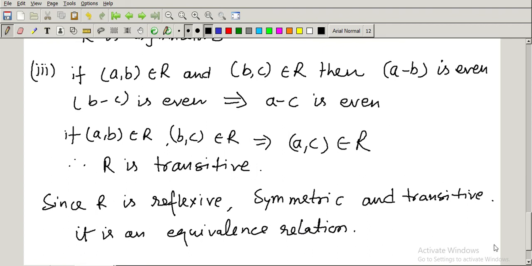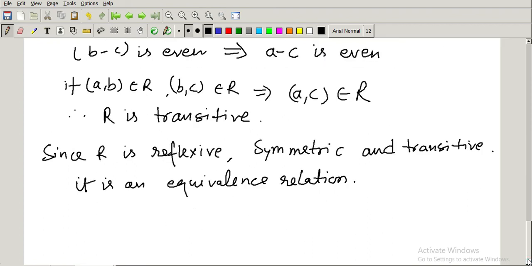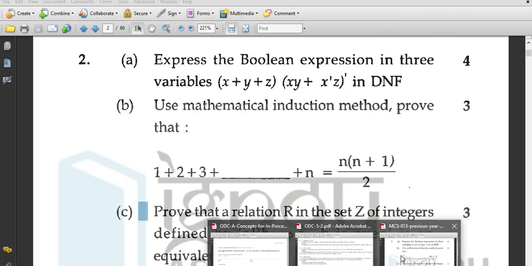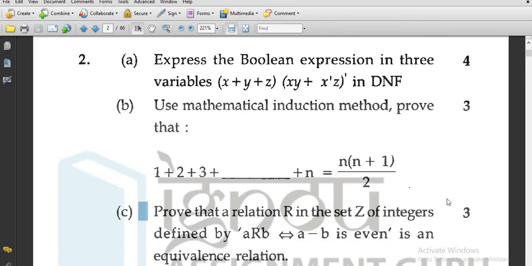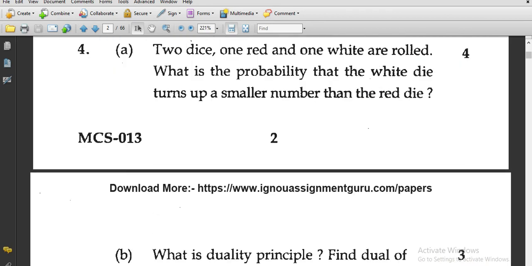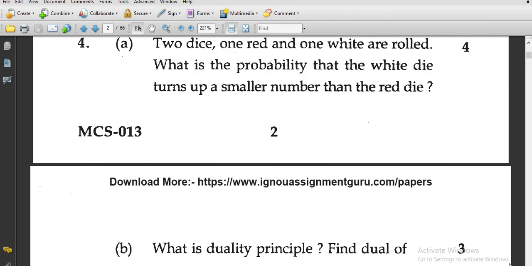Right? So it is an equivalence relation. Okay, I hope that it is very much clear to you, and also very much understandable to you.